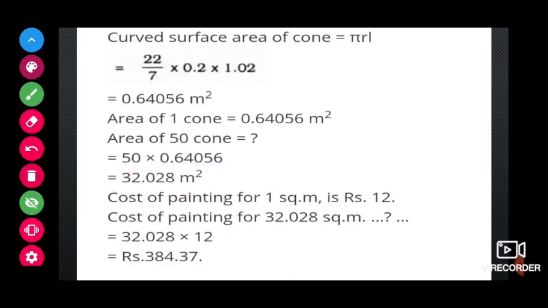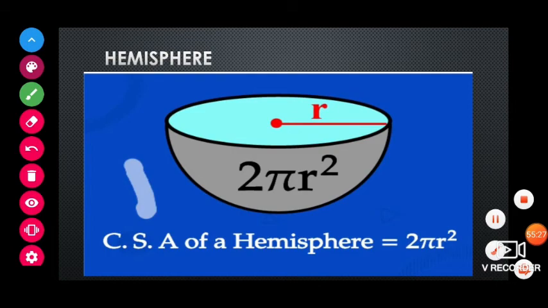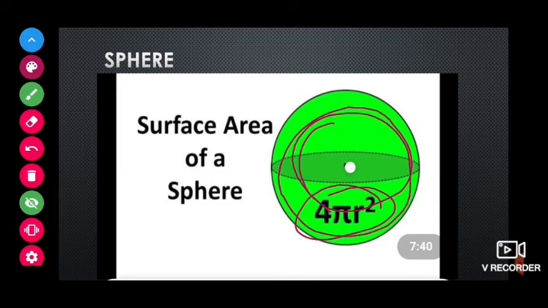We will get 384.37. All these calculations, children, please do from your side and verify whether it is correct or not. Next, sphere. The best example you can see in your home is your ball. For that, how can we find the surface area? Total surface area means fully, the formula is 4 pi r square.